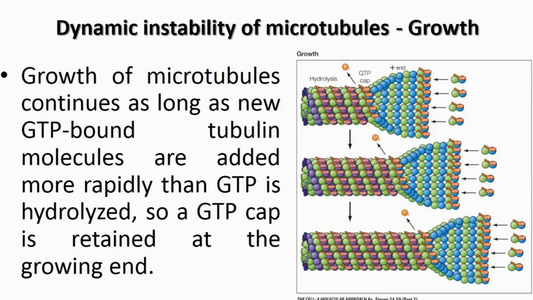Further, the growth of a microtubule continues as long as new GTP bound tubulin molecules are added more rapidly than GTP is hydrolyzed. So if the addition of GTP bound dimers is more than the dissociation, only then is the GTP cap retained at the growing end and the hydrolysis takes place.